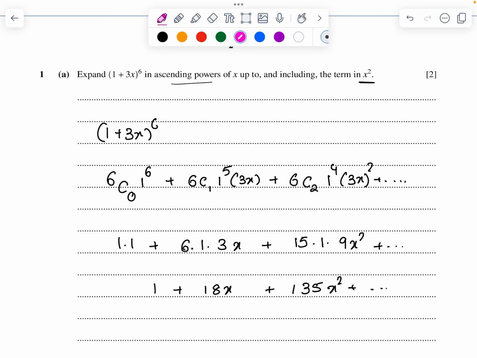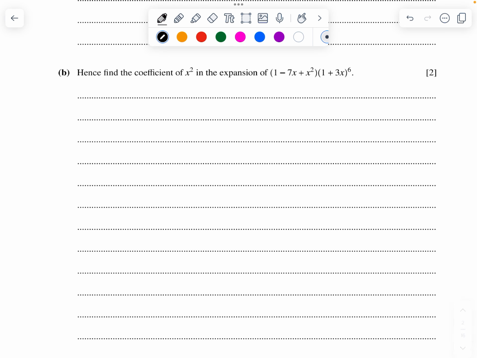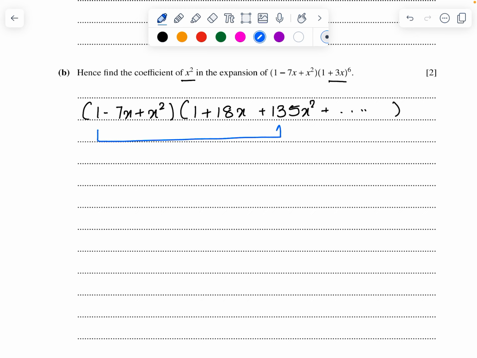This is a 2 marks question, 1 mark for method and 1 mark for accuracy. Now the next question, hence find the coefficient of x squared in this expansion. So (1 - 7x + x squared) and (1 + 3x) to the power 6, which we just got as 1 plus 18x plus 135x squared and so on. I'm interested in getting x squared. So how is that possible? When 1 is multiplied with 135.